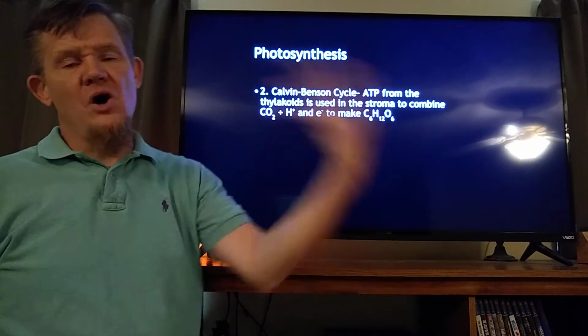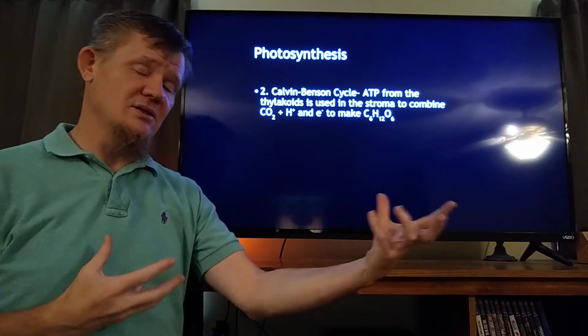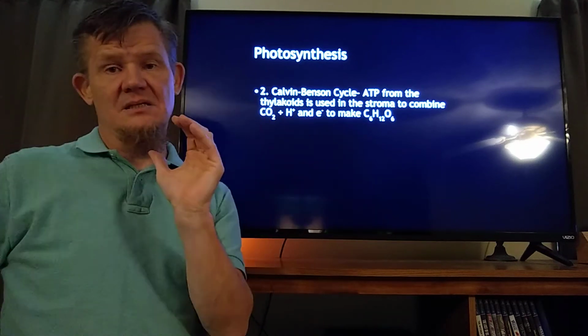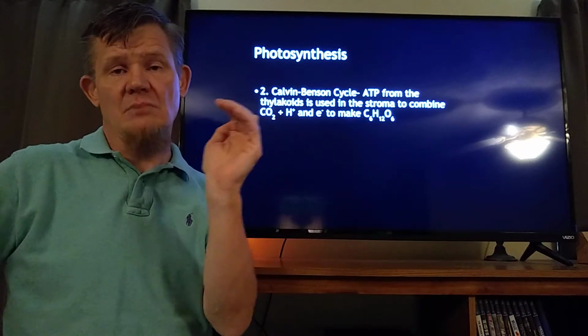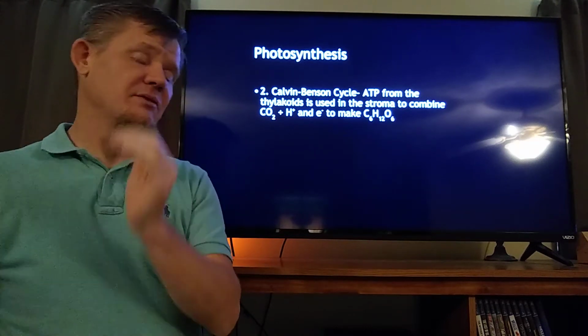The photo part is harvesting energy from light. And we call that step the light reactions. And we'll talk about those in depth in a bit. The second step is the synthesis part, and that is using the energy from light to make sugar. That is the Calvin-Benson cycle.